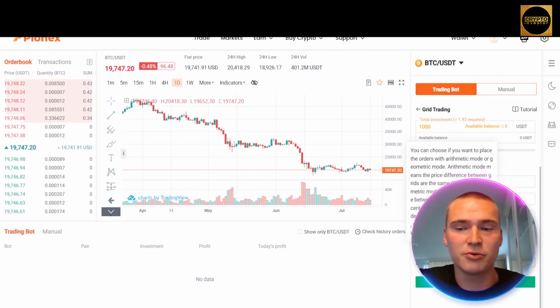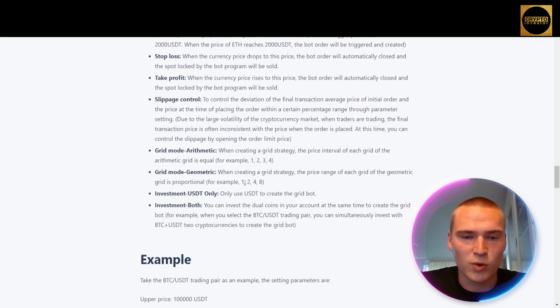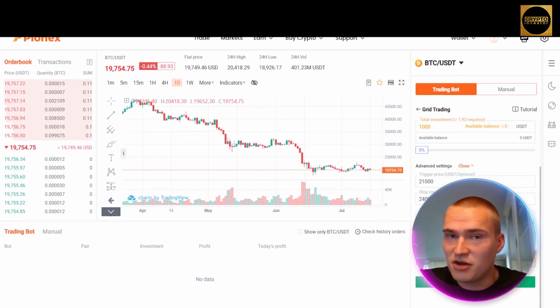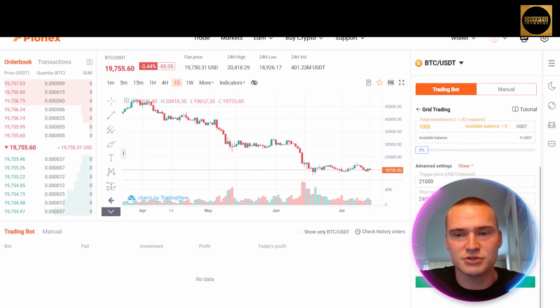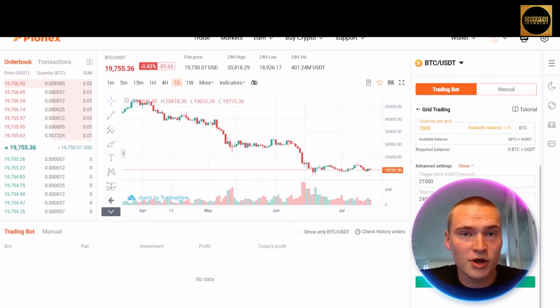And you can choose the grid mode too. You can use the grid mode arithmetic or geometric, and what it basically means is the way it creates these grids. For example, with arithmetic, it would be 1, 2, 3, 4. So the interval between each grid is equal. But when you use the geometric, you would use 1, 2, 4, 8. So it's proportional. That's the difference between both, and depending on your strategy, you can use both. And then lastly, the investment, you can choose to only invest USDT. But if you actually have some BTC on your balance too, you can also use both to invest into the bot.